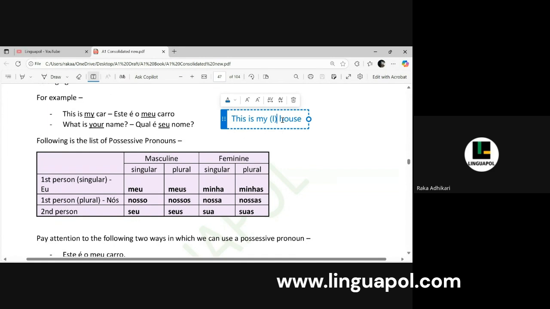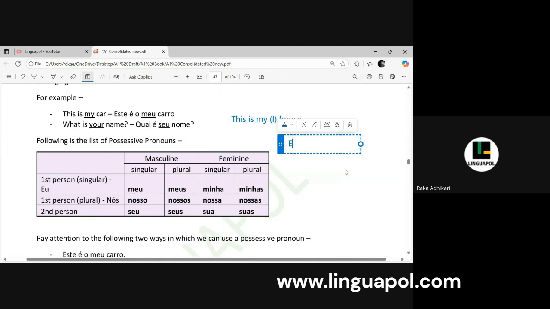So in Portuguese, the gender of the possessive pronoun, especially in first person and second person, it depends on the object with which we are drawing the relation. It does not depend on the subject. Why? How can you prove that it doesn't depend on the subject?